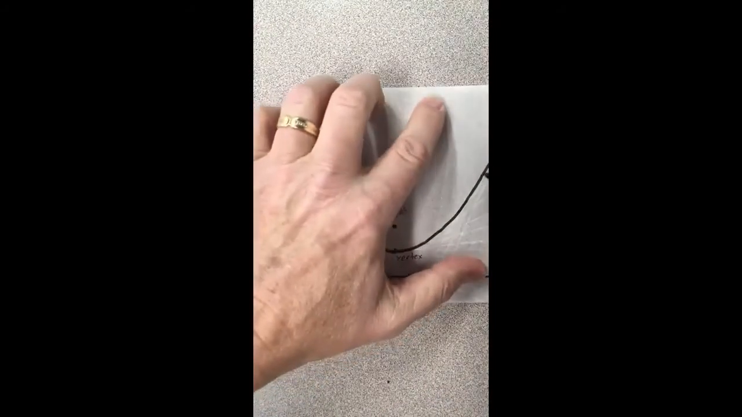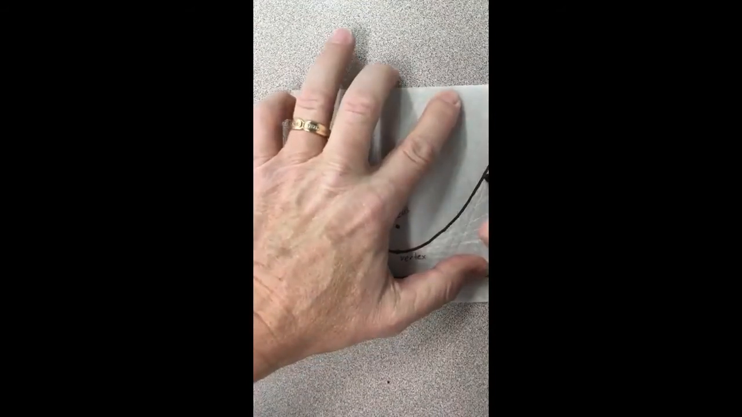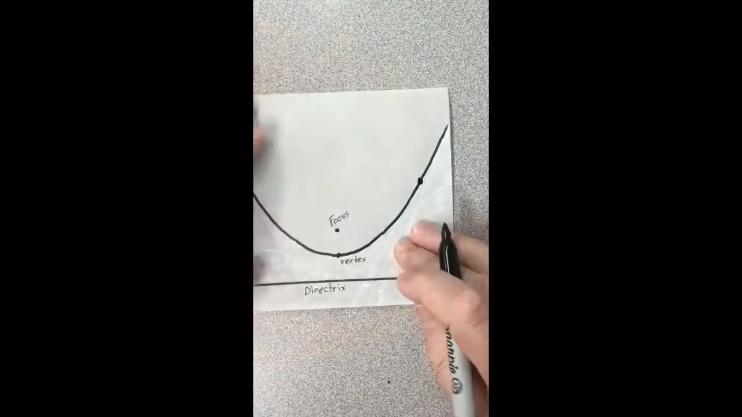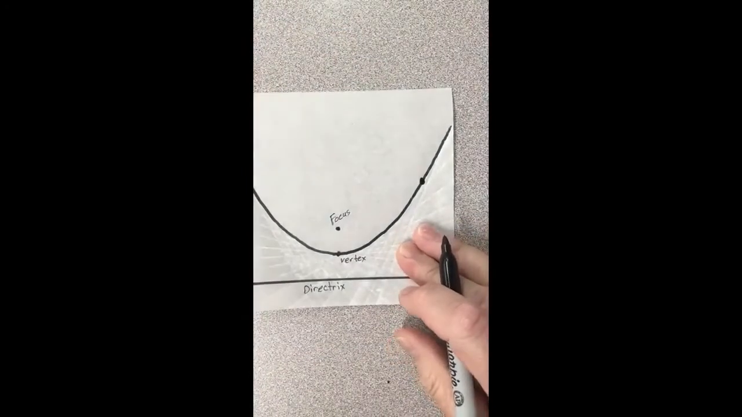All right, so let's come up with a definition of a parabola. Let's pick a point somewhere on this parabola over here, and I just put a point on right there.